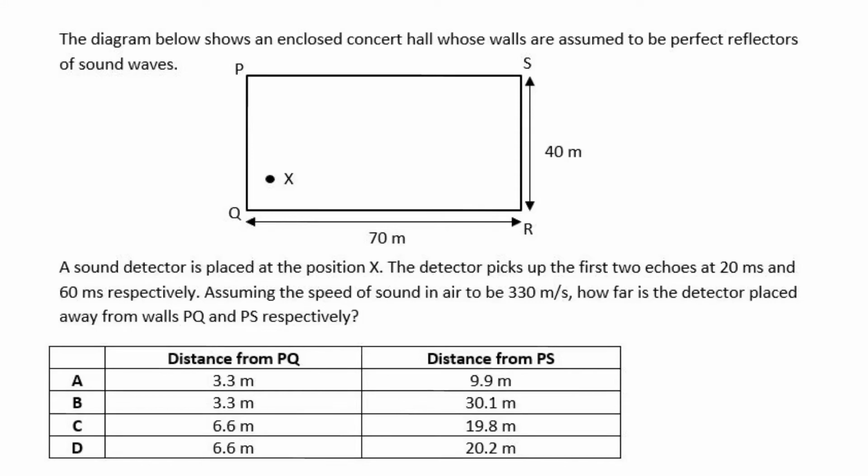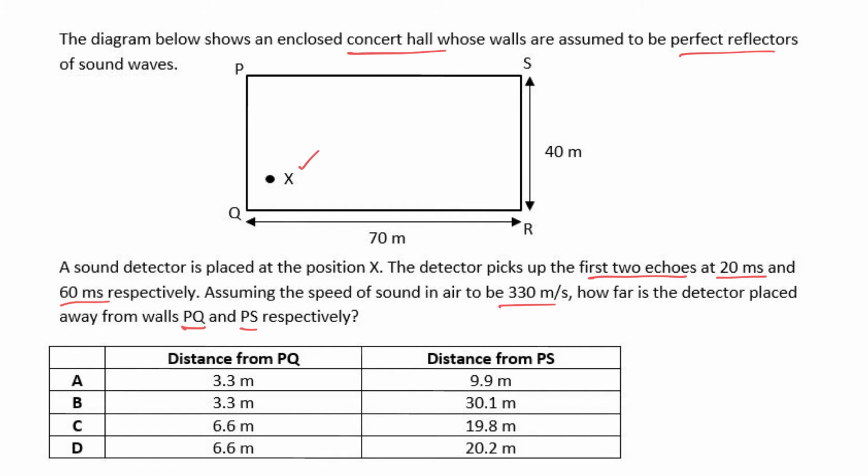In this question, you have a top view of a concert hall and the walls are perfect reflectors, and you have a sound detector that is placed at position X, and this detector picks up the first two echoes at 20 milliseconds and 60 milliseconds. Now we're going to assume that the source of the sound will be from the sound detector also, and assuming the speed is 330, how far is this sound detector away from the wall PQ and PS?